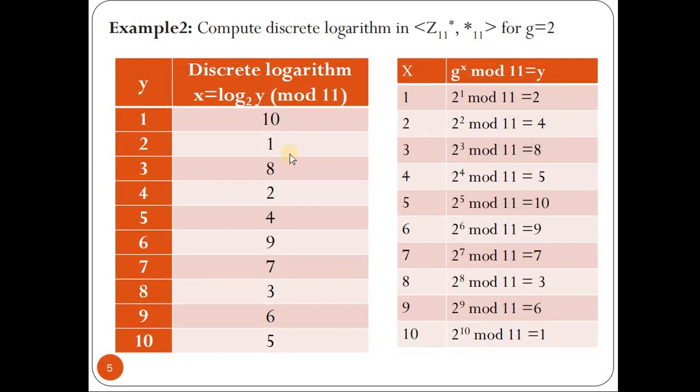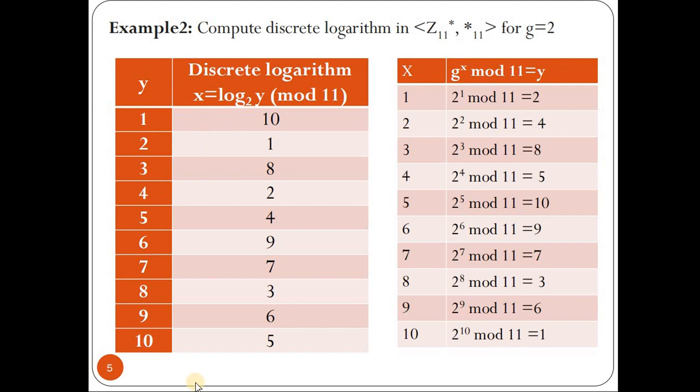So let us consider one more example. Compute the discrete logarithm in Z star 11 on multiplication modulo 11 for g equal to 2. How to find this table? First we should be sure of what the possible y values are. It always ranges from 1 to p minus 1. In this case p is equal to 11, so 11 minus 1 is 10. So y values will range from 1 to 10.